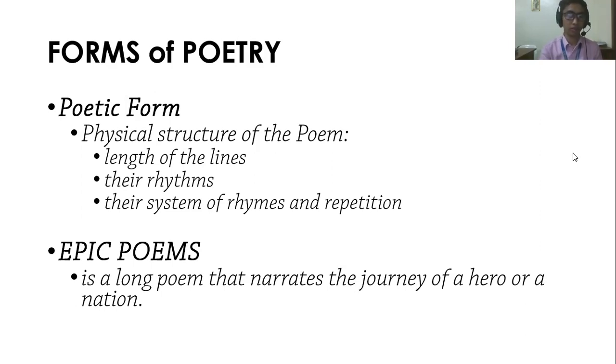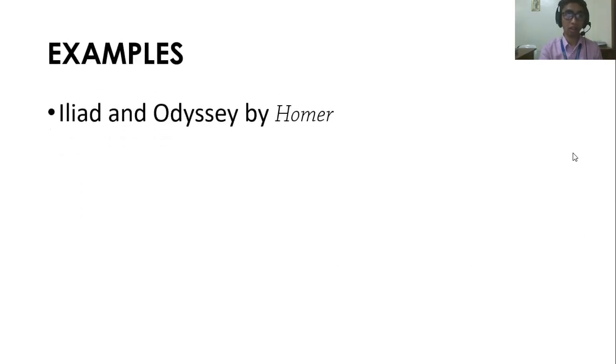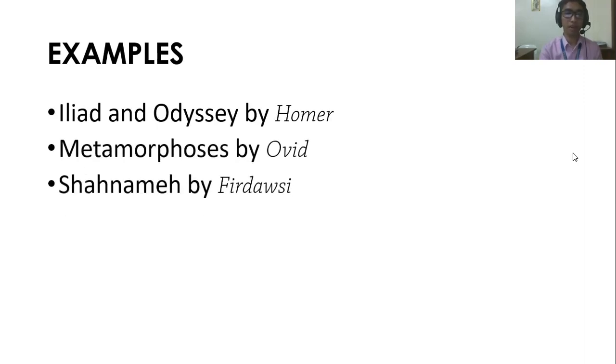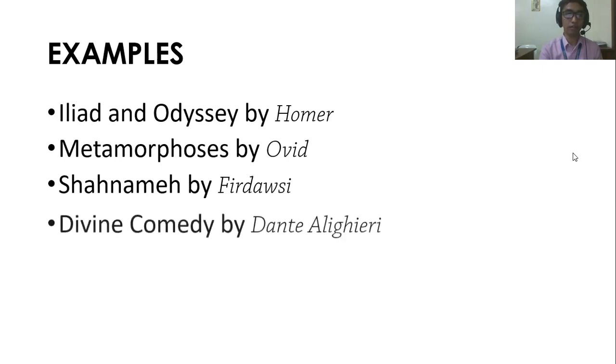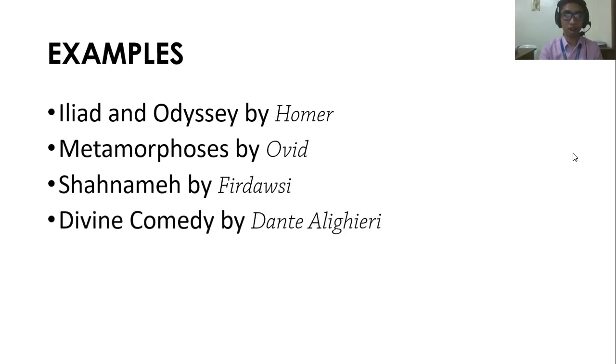Actually, we have examples here like the Iliad and Odyssey by Homer, Metamorphoses by Ovid, Shahnameh by Ferdowsi, and Divine Comedy by Dante Alighieri, which I am very sure that you have tackled during your junior high school year, especially grade 10, because it's all about world literature.